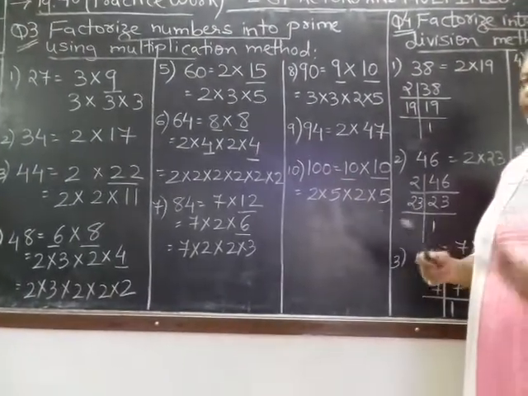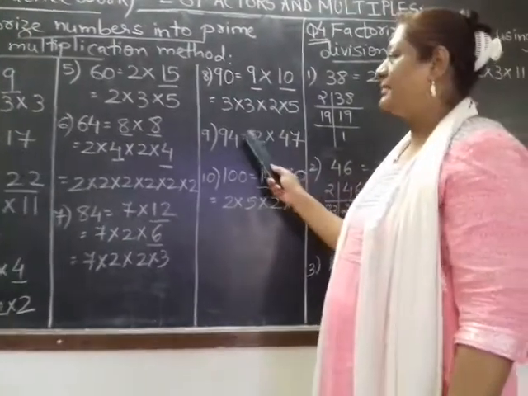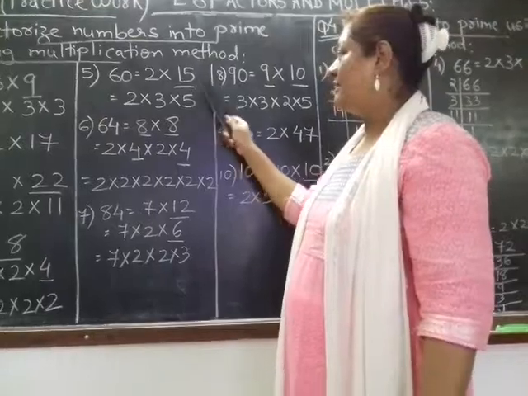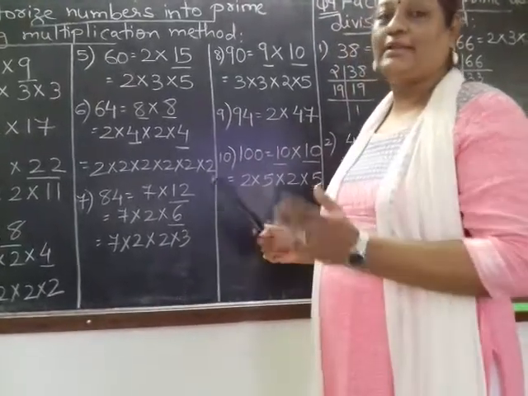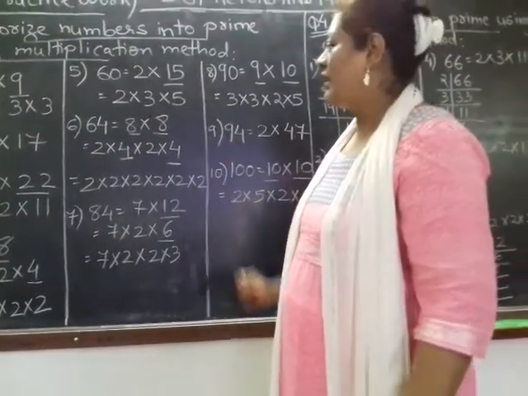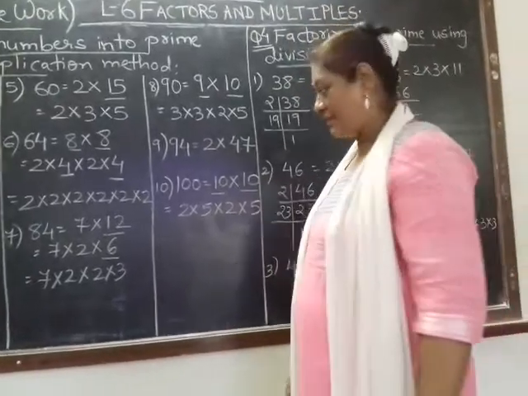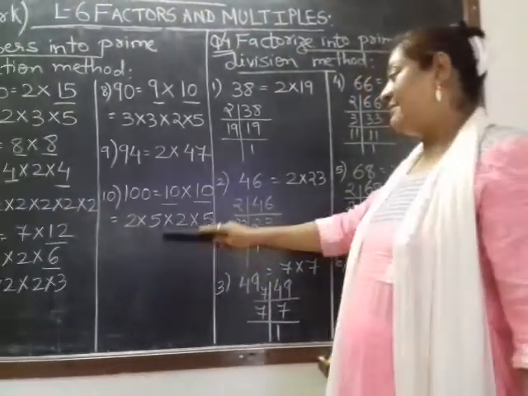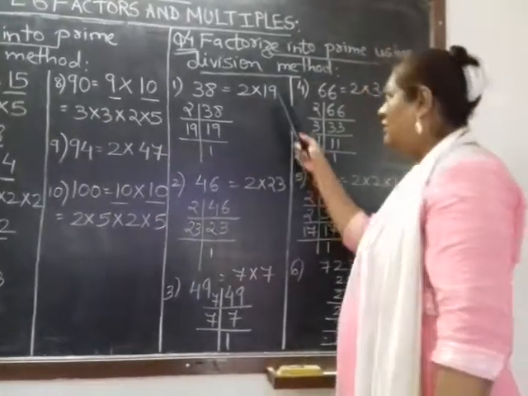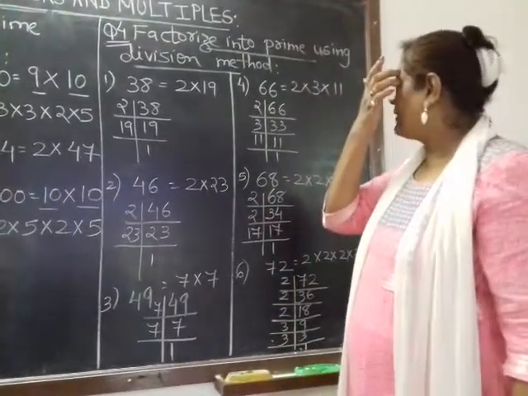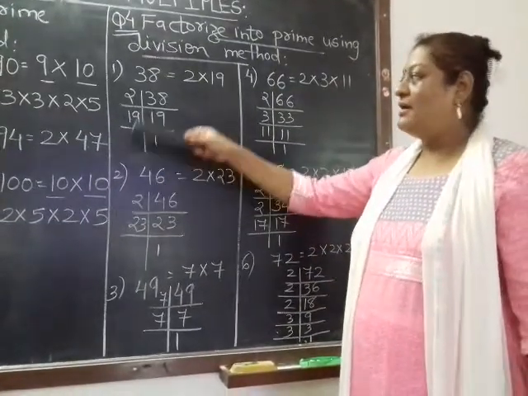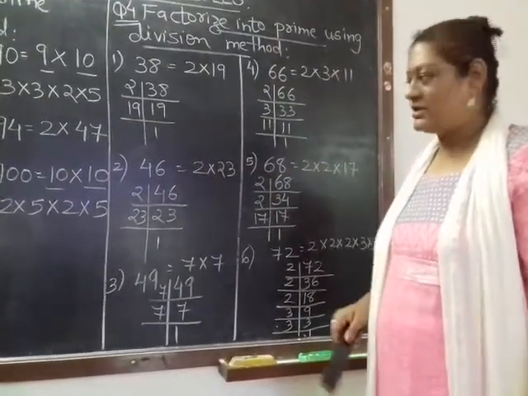Listen to one thing carefully. Wherever you have prime numbers, keep the prime numbers as they are in the sum and convert the composite numbers further by multiplying two numbers until you get the prime factors. So this is how we solved the multiplication method. In the same way you have to go with the division method. Question number 4. Factorize into prime using the division method. The division method is the same, but you have to make a division box.